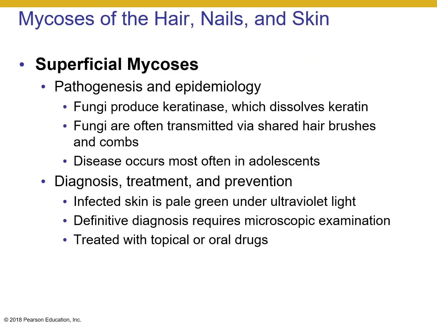Superficial, once again, they're going to produce an enzyme called keratinase. This breaks down the keratin, and so you're losing your barrier in the keratinized squamous epithelial cells. Don't share brushes or combs. Why does it occur most often in adolescents? Let's think about this. They drink after each other. They share their hairbrushes. They share their combs. They share everything. Don't share, because, yeah, you get diseases.